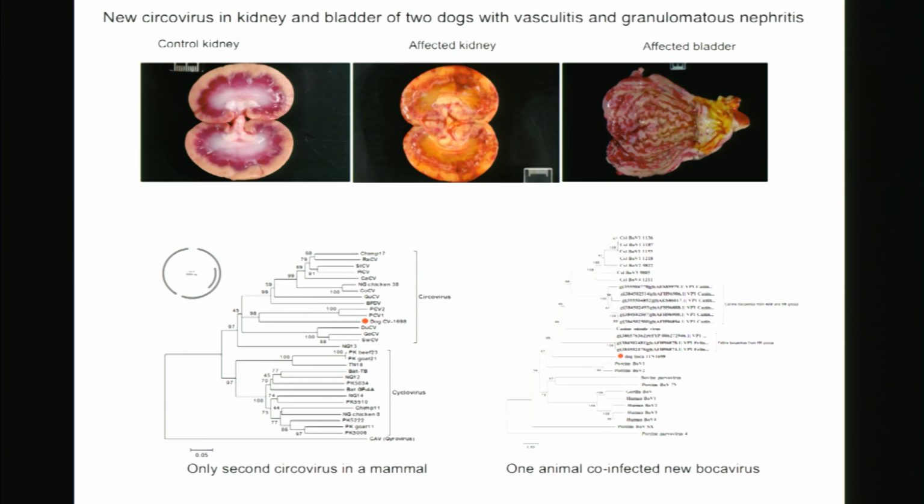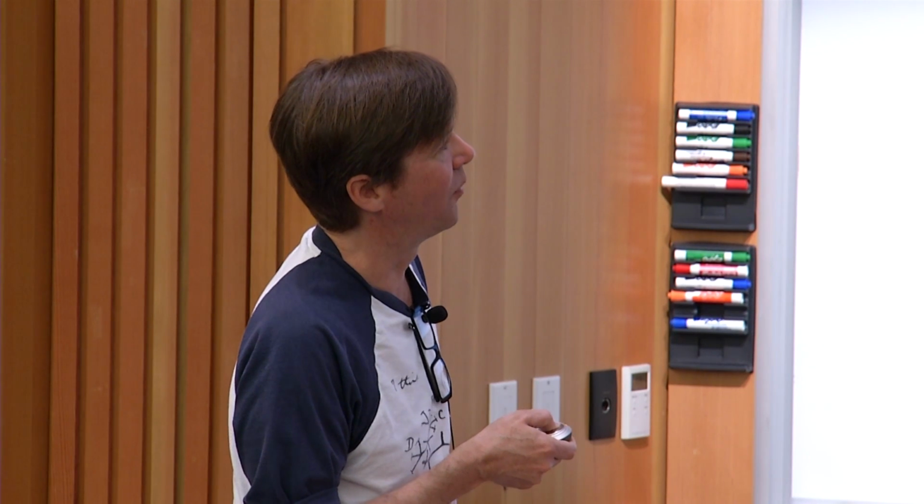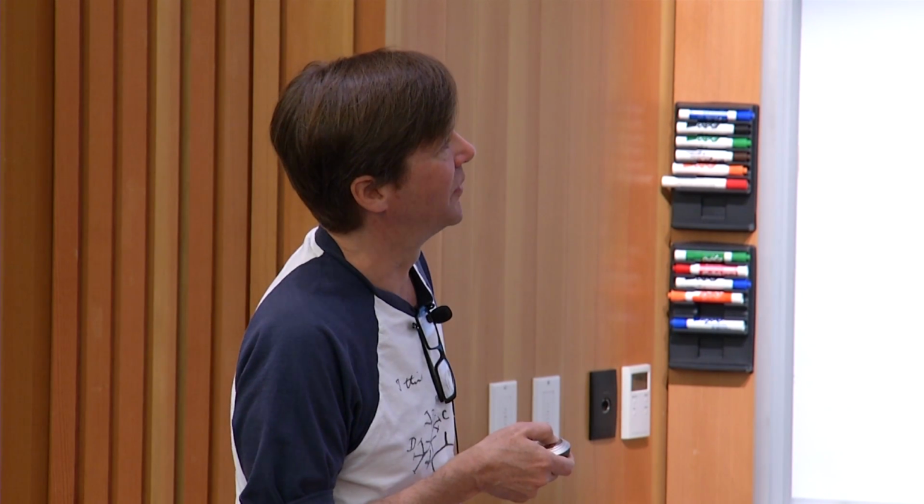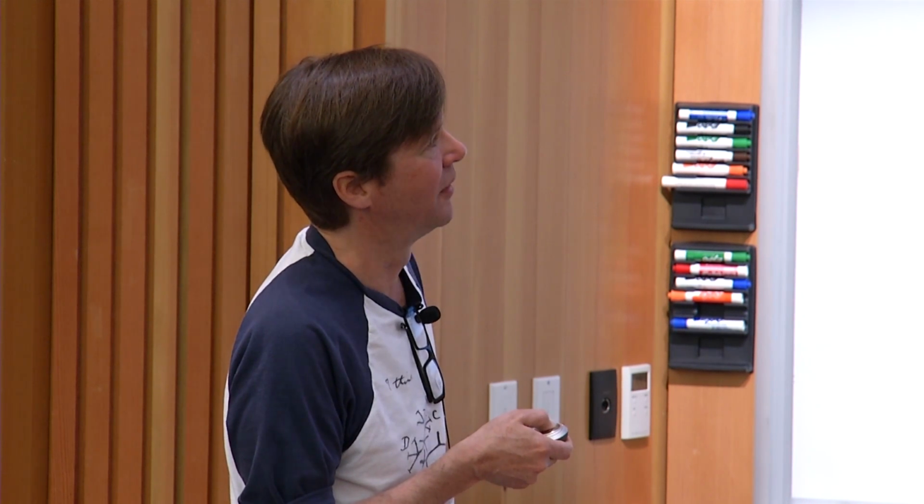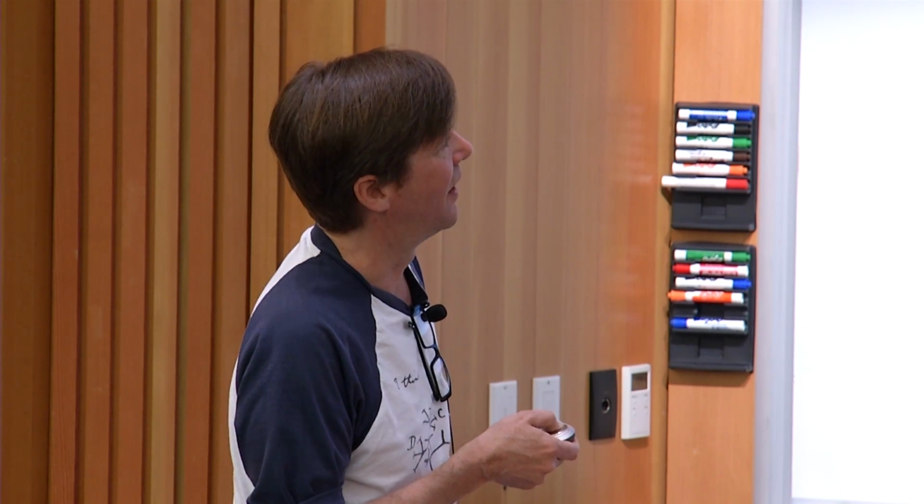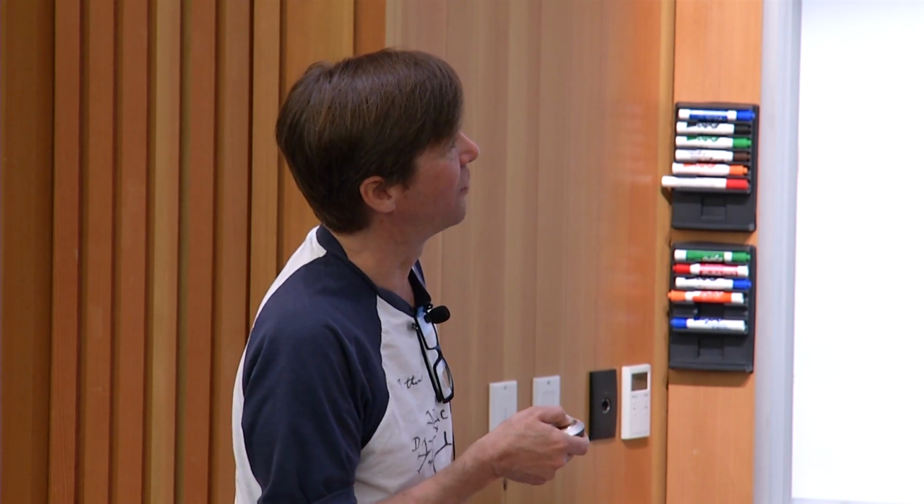One was a new circovirus, and before that, infecting mammals, there was only the pig circoviruses, one of which I mentioned was contaminating the vaccine. PCV2 is actually the pathogenic form, which is a very common pig virus and a big problem in the pig industry. So we found the canine circovirus. All the other circoviruses actually infect birds.